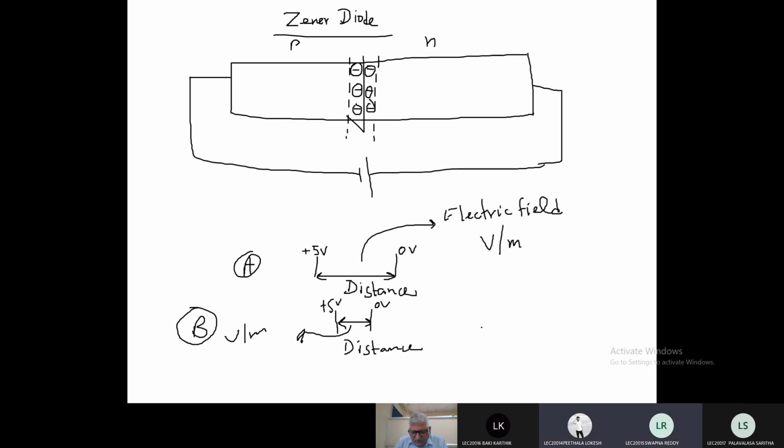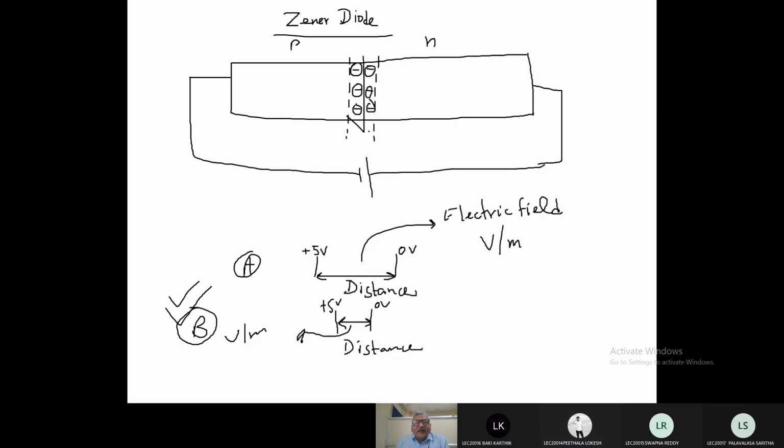Yes, case B, sir. The question is whether the electric field will be more in case A or case B, where the same potential is applied, but the distance is more in case A and less in case B. So the electric field will be more in case B, right? Electric field means volt per meter.